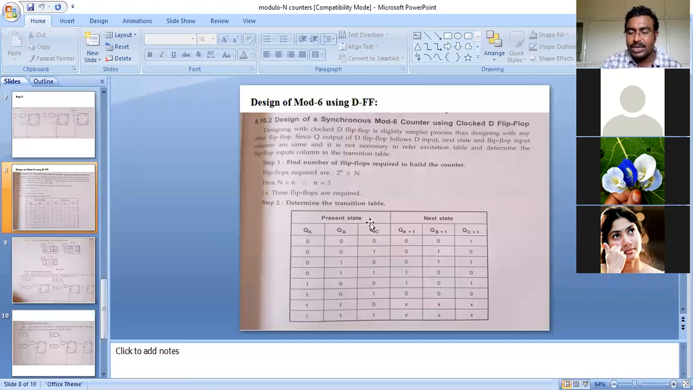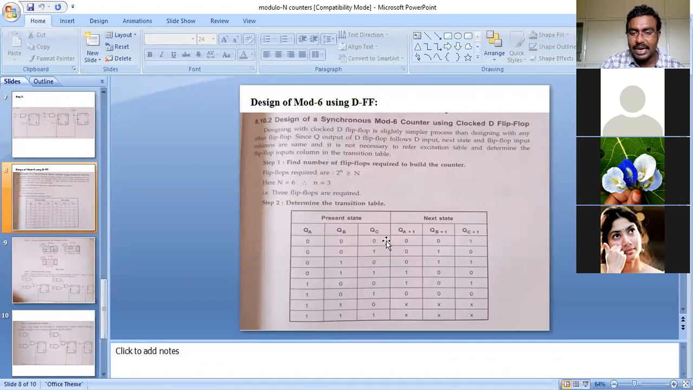Look here, you already know how to design a modulo 6 counter, totally we need 3 flip-flops. Since I am taking D flip-flop for the design part, I need 3 D flip-flops here: D flip-flop A, D flip-flop B, and D flip-flop C. Look at the transition table here, students. Very simple here. No need of going for flip-flop inputs here.